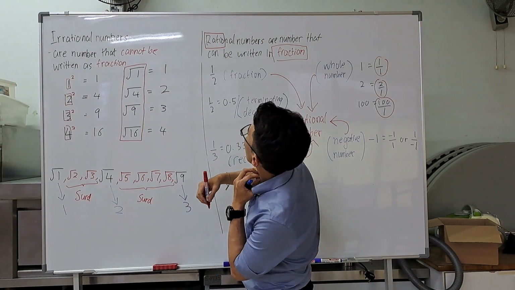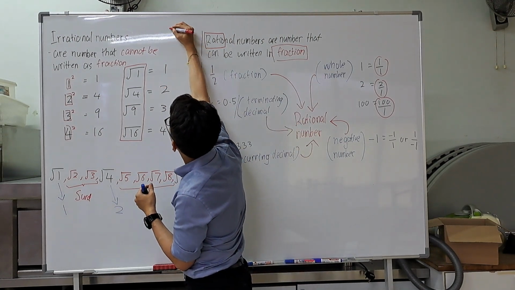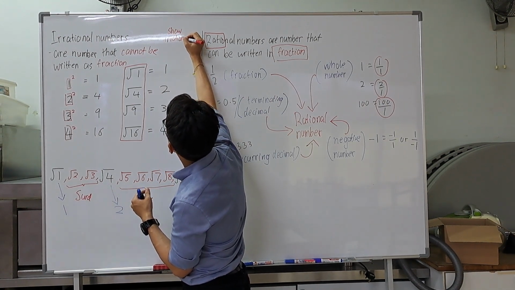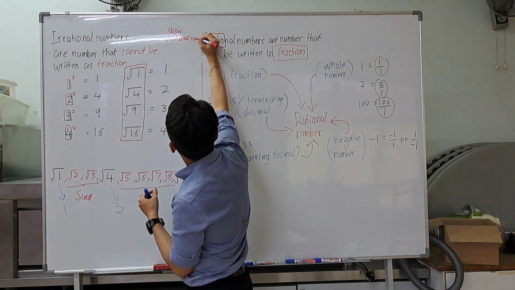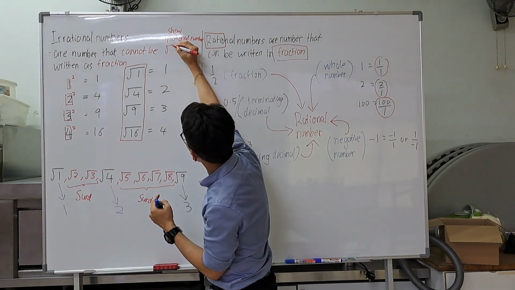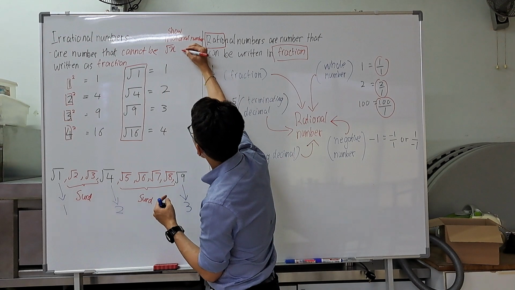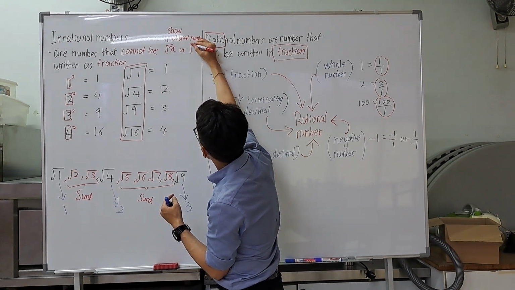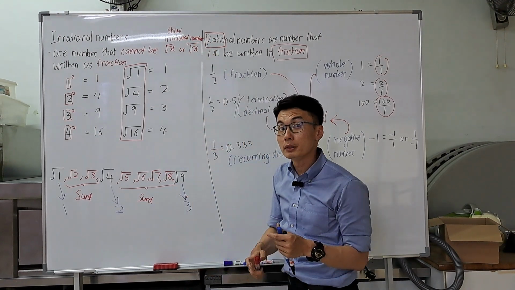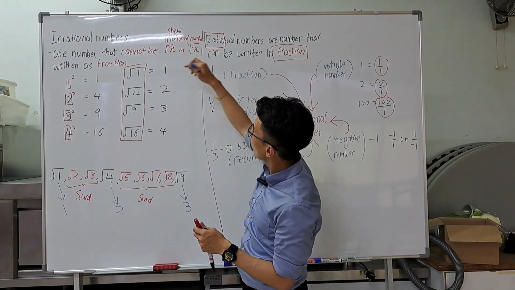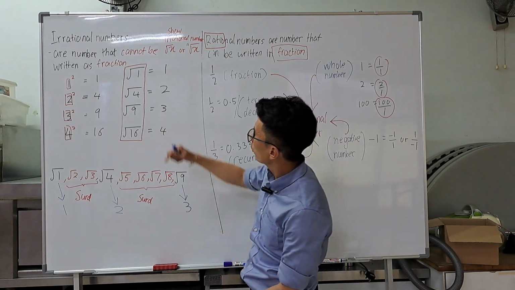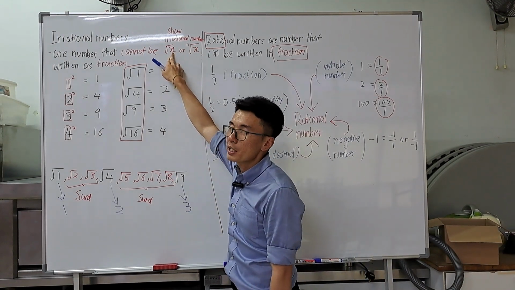So we can show an irrational number by writing the square root of x, or the nth root of x, and x can be any positive number. So this is how we show an irrational number. But do take note, not all numbers written in this form are irrational.